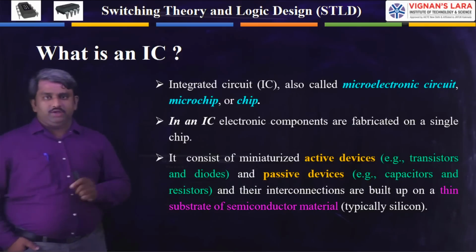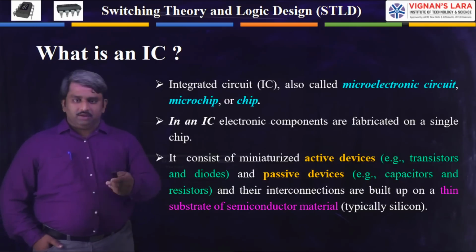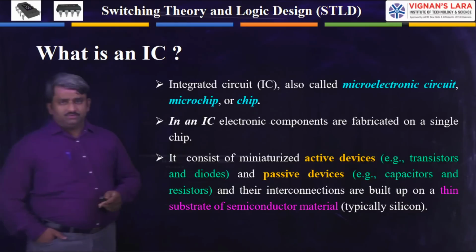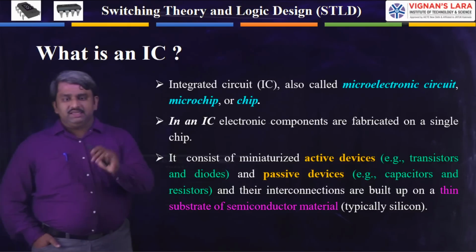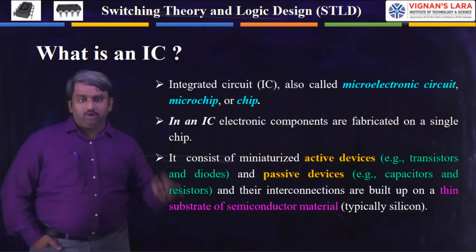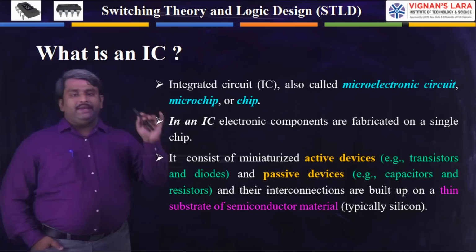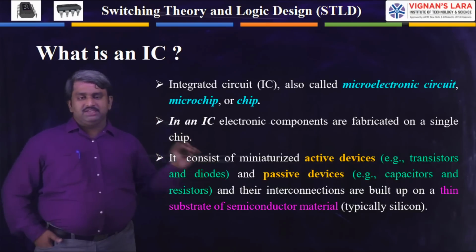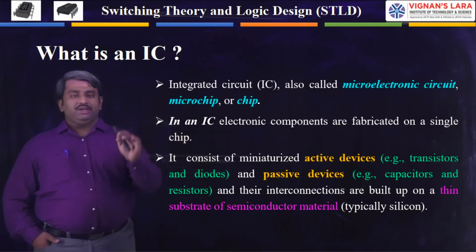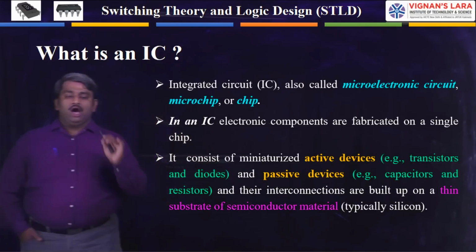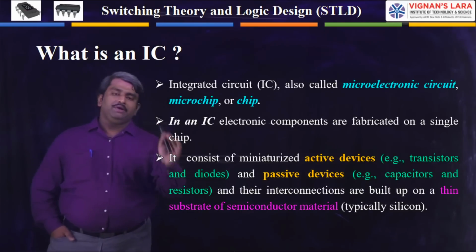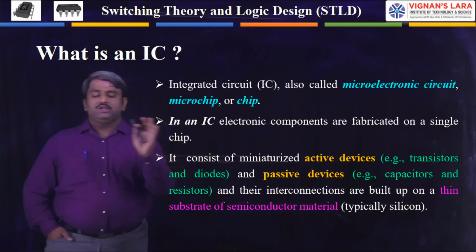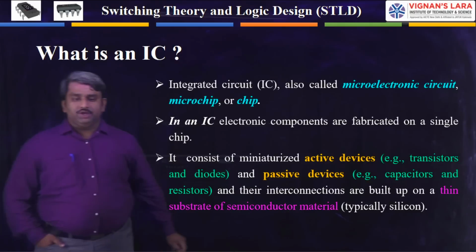Those functionalities we will see in this next slide. First, coming to the definition of an IC: an integrated circuit consists of miniaturized active devices and passive devices, and their interconnections are built upon a thin substrate of semiconductor material like silicon. So this is the definition of an integrated circuit.